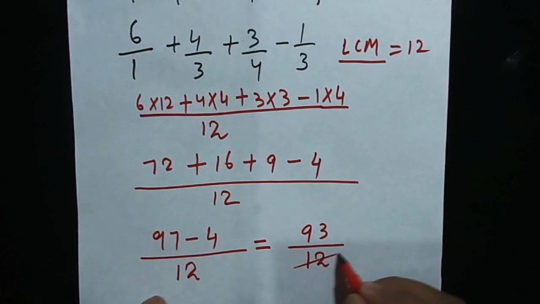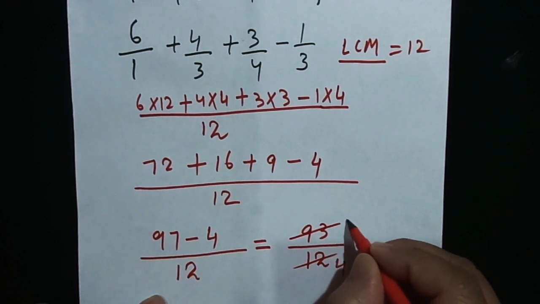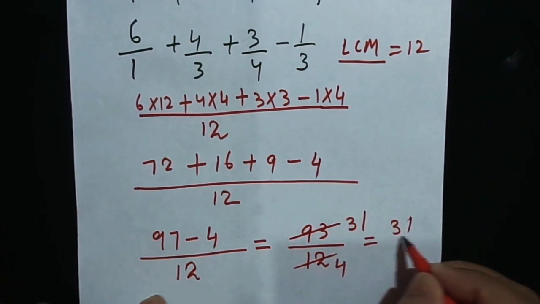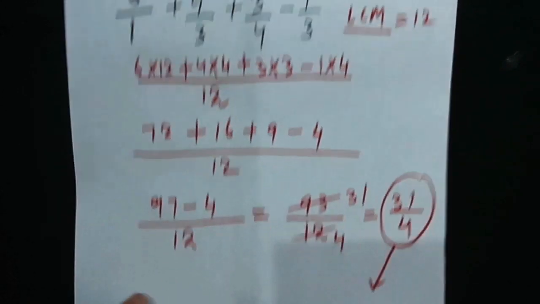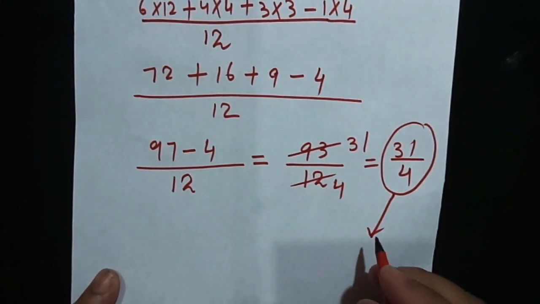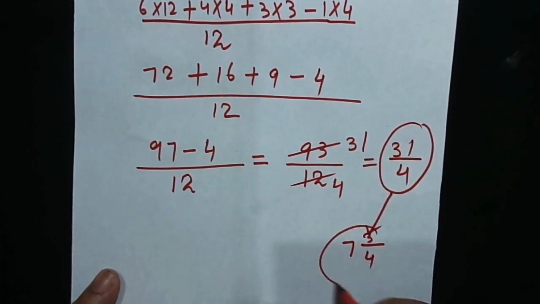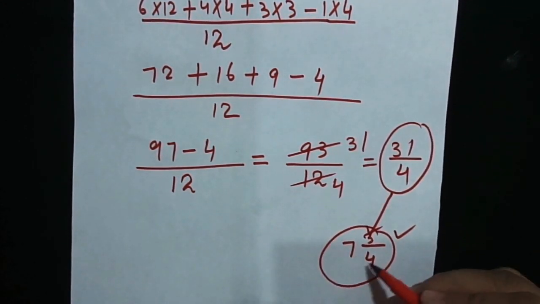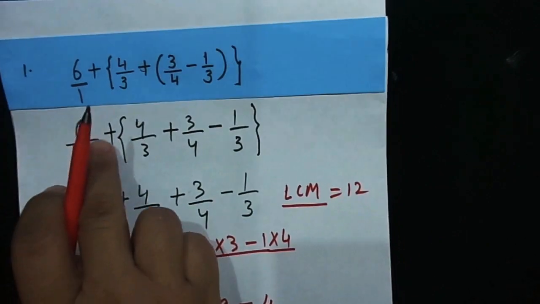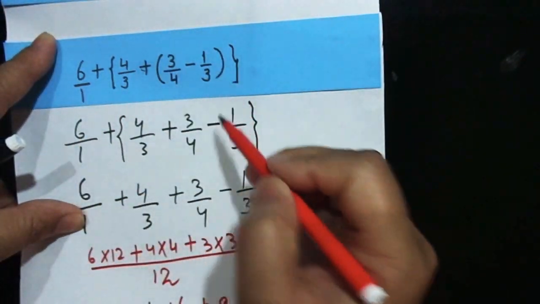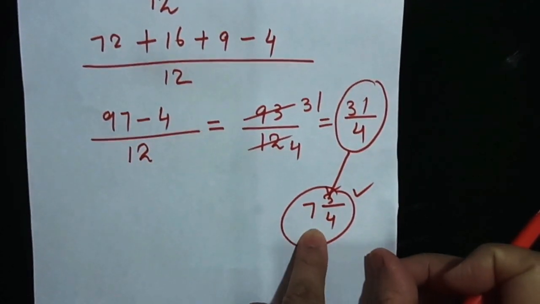which is equal to how many times? This is 3 4 times and 3 31 times is equal to 31 by 4, which can be changed into mixed fraction like 7 3 by 4 as our solution. 4 7s are 28 plus 3 is 31 by 4. So we saw how 6 plus 4 by 3 plus 3 by 4 minus 1 by 3 is reduced to 7 3 by 4.